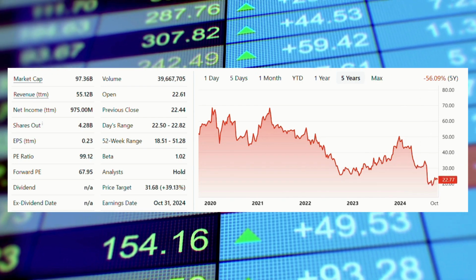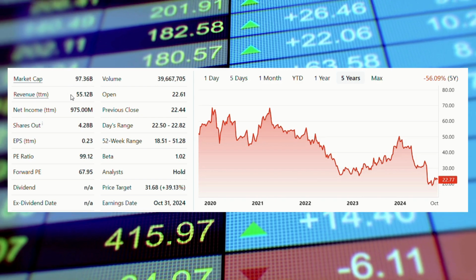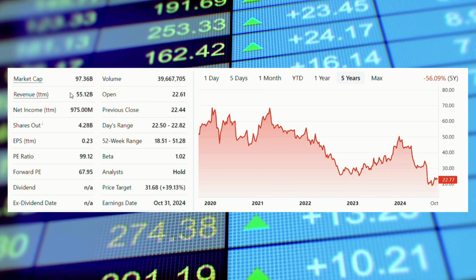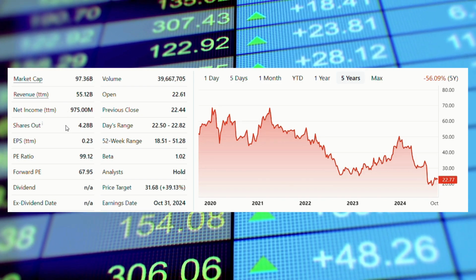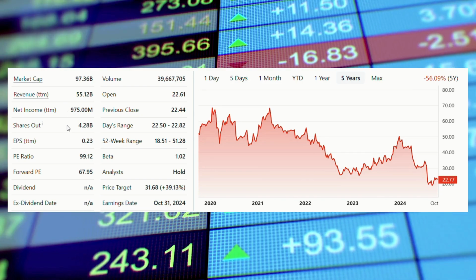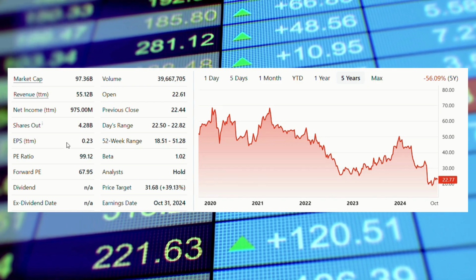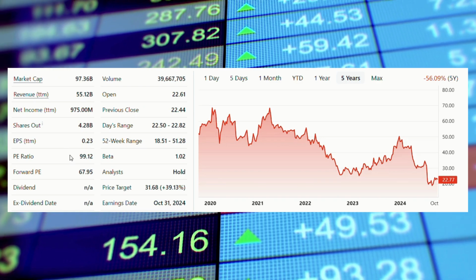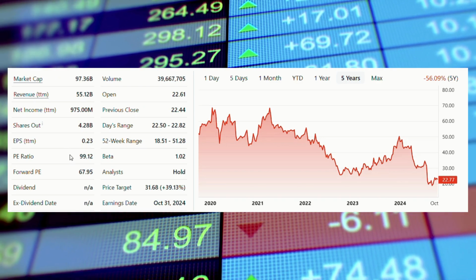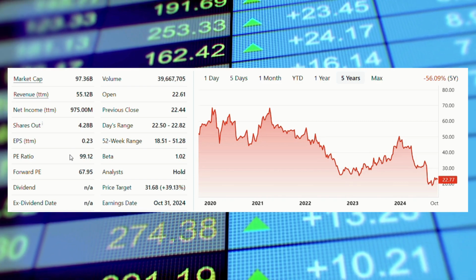We can see the current market cap is $97.36 billion. They are currently generating $55.12 billion in revenue. Their net income is $975 million, and they have 4.28 billion shares outstanding. At present, their earnings per share tells us that for each share of stock, the company earned 23 cents of profit. And the current PE ratio is 99.12, which suggests the company is a lot higher than the S&P 500, which has a PE of about 27.